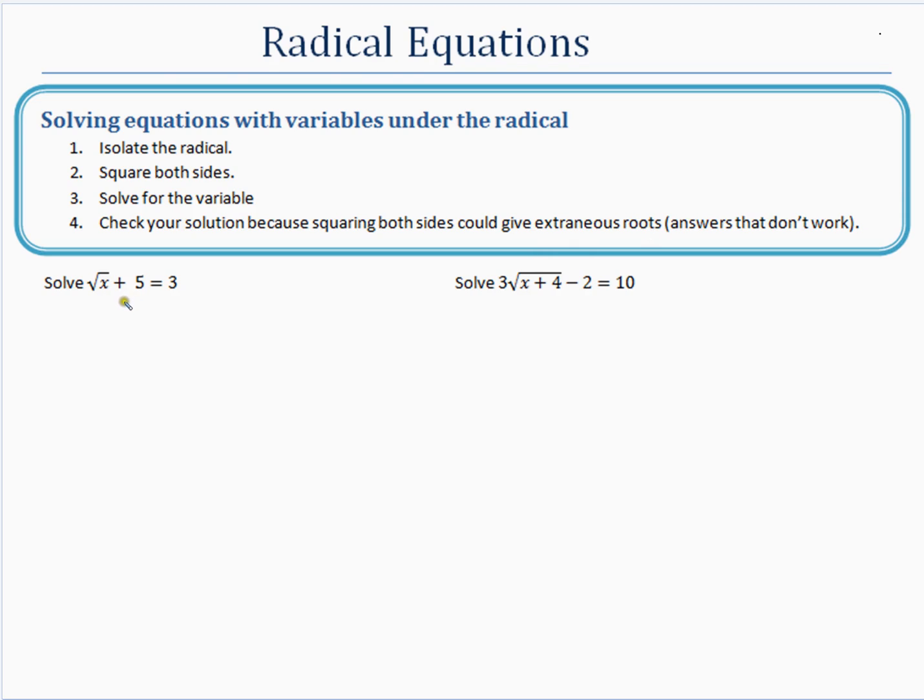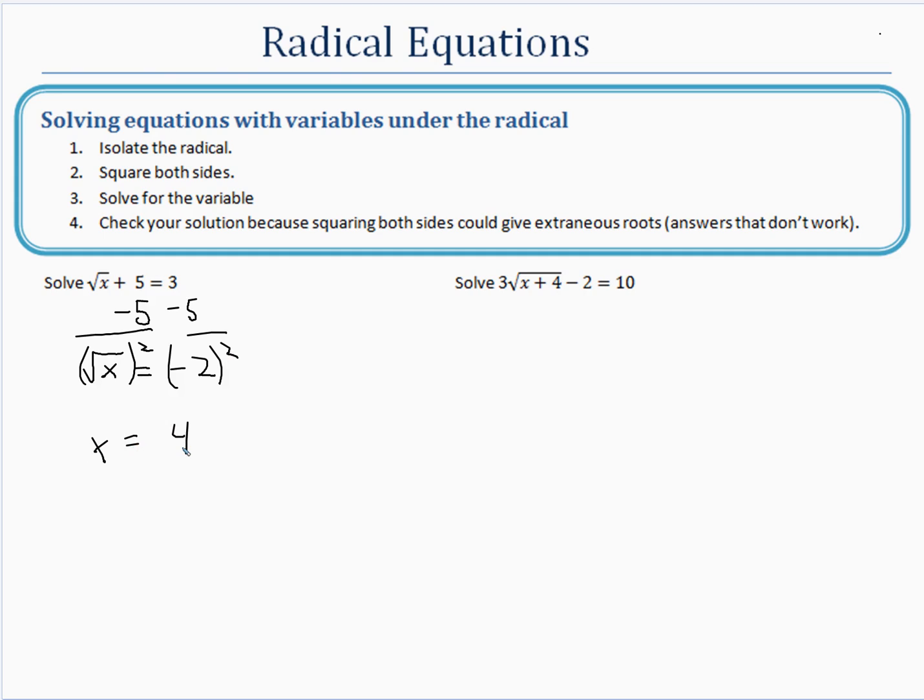We're going to subtract 5 from both sides. Subtracting 5 from both sides, that isolates the radical for us, which was the first step. We get the square root of x equals -2. And then following the steps, we would square both sides. And that gives us x equals 4.